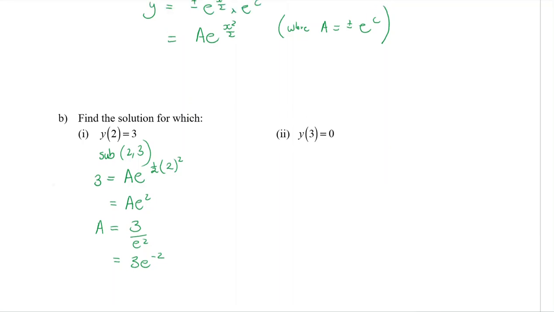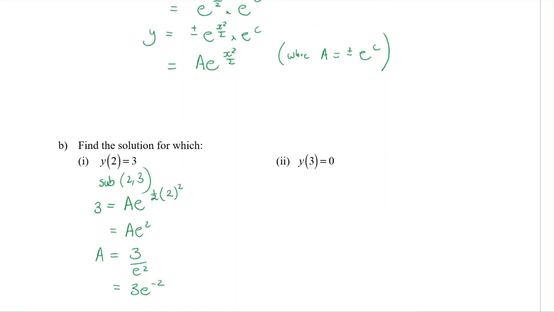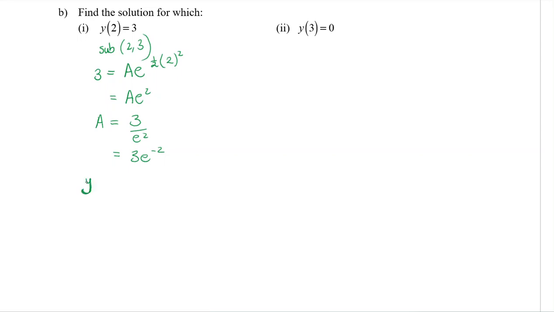So putting it back into my y equals equation from the end of part A, you get y equals, a was 3e to the negative 2, and you're timesing that by e to the x squared over 2. Because you have those two bases of e, keep the 3 out the front, keep your base of e, and add the powers together, which becomes x squared over 2 minus 2.